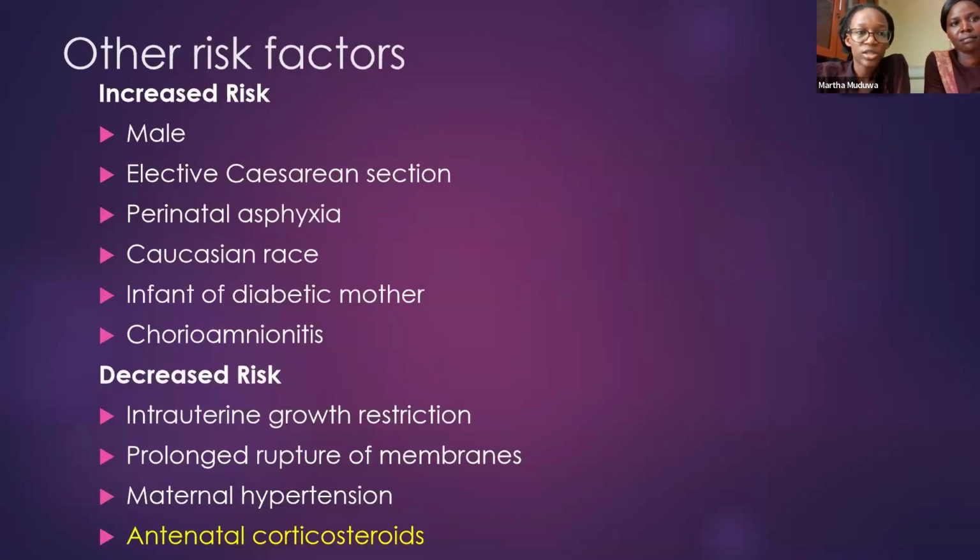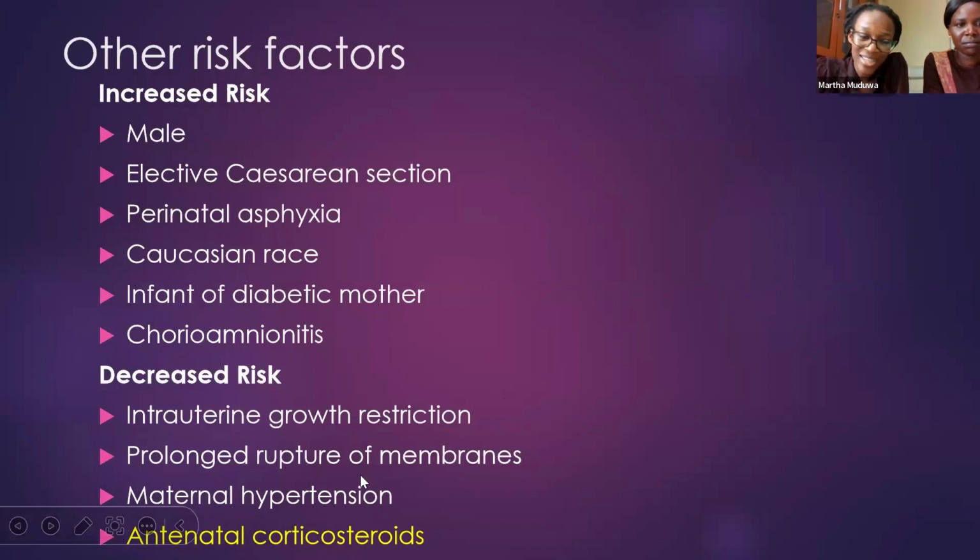So other risk factors that we can look at are if you're a male, unfortunately, elective C-sections, perinatal asphyxia, Caucasian race, infant of a diabetic mother, and chorioamnionitis. These are also factors that worsen or increase the risk of so many other preterm complications. Interestingly, there are some factors that decrease the risk. So in infants who are IUGR, with prolonged rupture of membranes, maternal hypertension, and the use of antenatal corticosteroids.